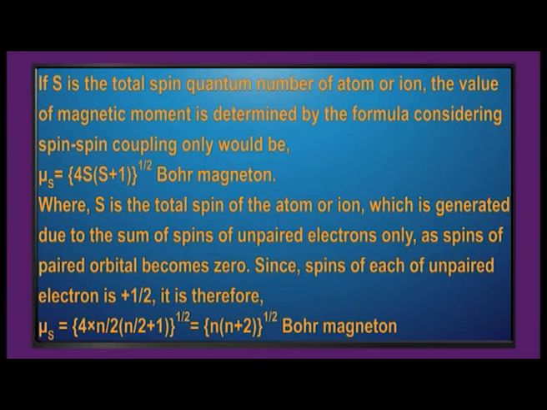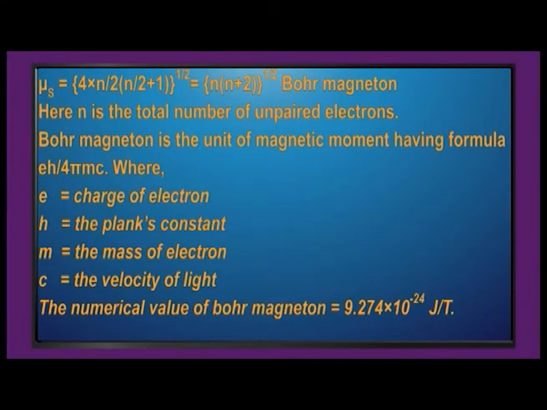Since the spin of each unpaired electron is plus half, mu s equals root under 4 into n by 2 into (n by 2 plus 1). This becomes root under n into (n plus 2) Bohr magneton. Here n is the total number of unpaired electrons.